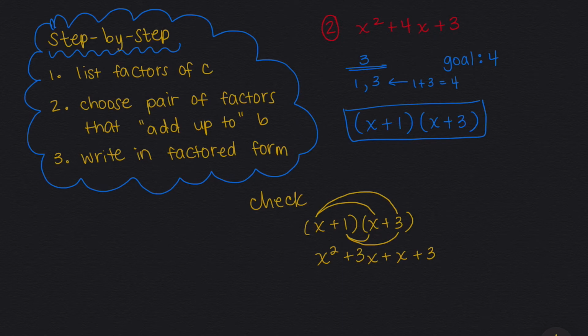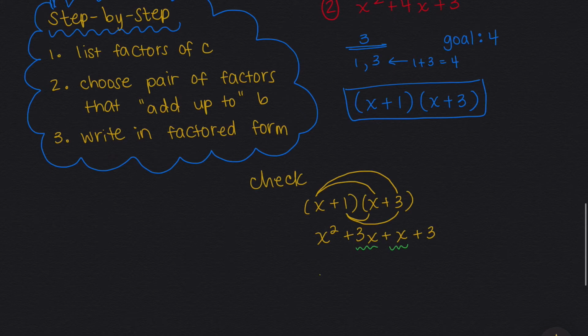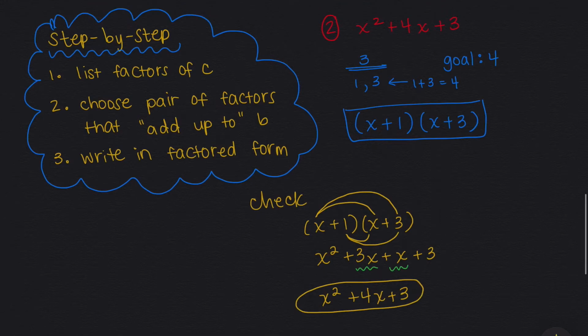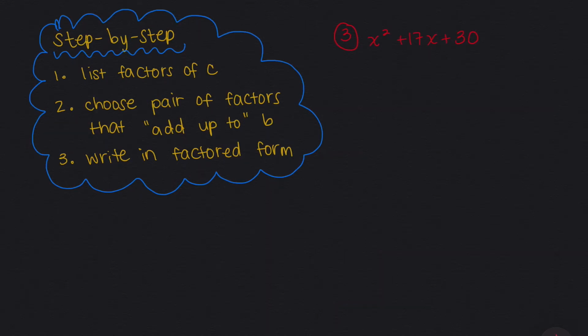Again, we can notice the like terms in the middle, 3x and x. And when we combine them, we get x squared plus 4x plus 3 as our final answer. Comparing this to our original, we see that they're exactly the same, and we know we factored correctly. I hope you're getting the hang of it so far. We'll do one more example of this type of question. These trinomials are the easiest kind to factor.